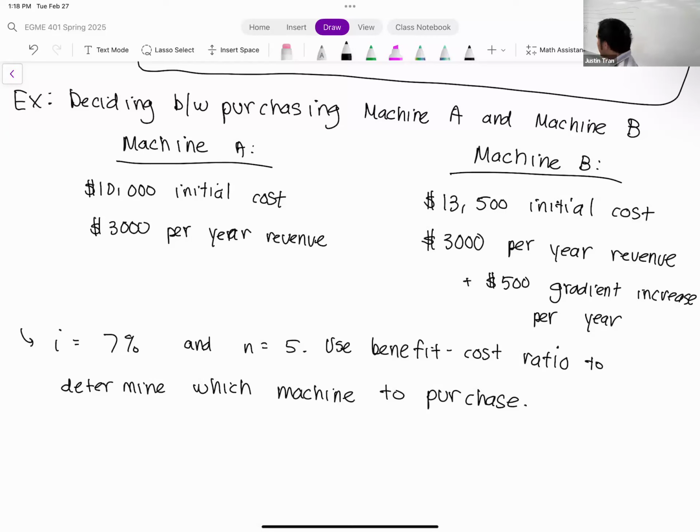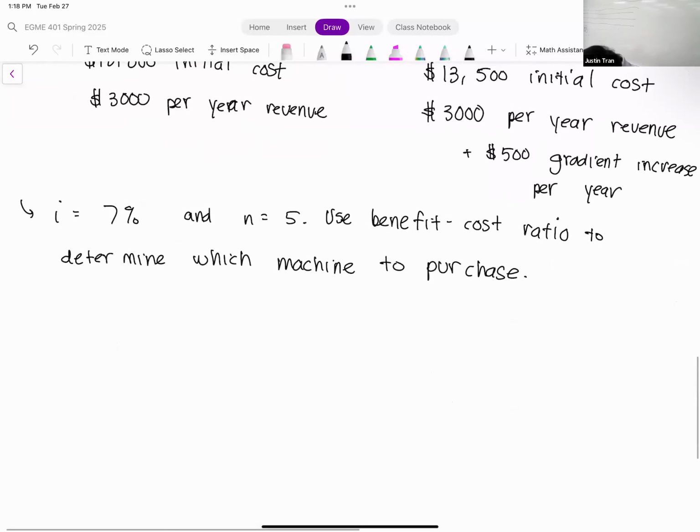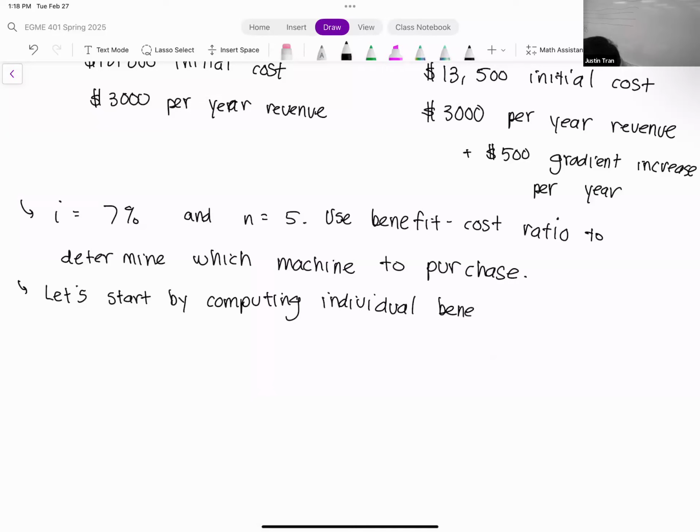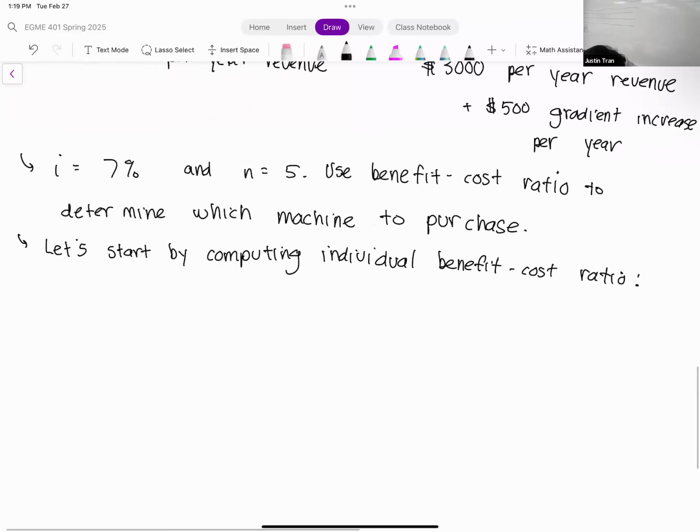Okay? But just to get some practice, let's compute the individual benefit cost ratio of each option. We won't be able to use this information to determine which one is the better one, but it's at least good practice, right? Because we haven't done this before. Okay, so let's do machine A. Okay, so I'm going to do everything in terms of present worth, just because present worth is, for me, the easiest to think about.